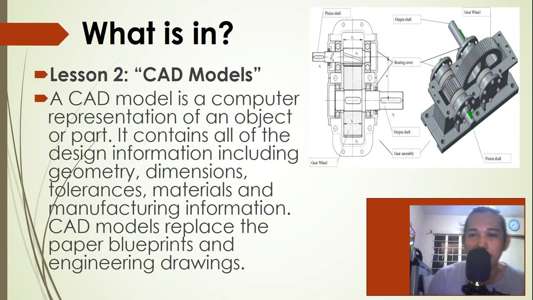Okay, what is in our lesson for today? Our lesson today is about CAD models. We're going to talk about different kinds of CAD models. So what is CAD first? A CAD model is a computer representation of an object of art. It contains all the design information including geometry, dimension, tolerance, materials, or manufacturing information. CAD models replace the paper blueprints and engineering drawing.